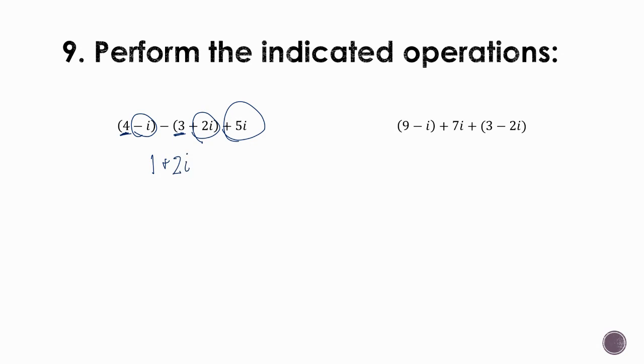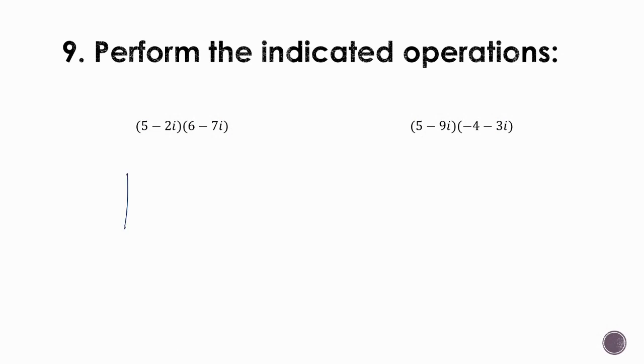The only thing I would say is be really, really careful about your signs when you're doing this, okay? Make sure that if you're subtracting a quantity, you subtract all of the pieces that are inside it. So looking at this next one, I have 9 plus 3 is 12. And then I have negative i plus 7i minus 2i is 4i. And there we go. I'm done with that. Okay, so adding and subtracting is pretty easy. Just watch your signs on that one.